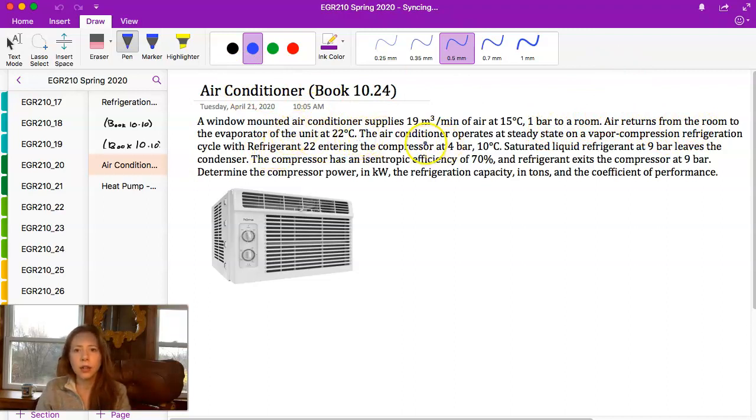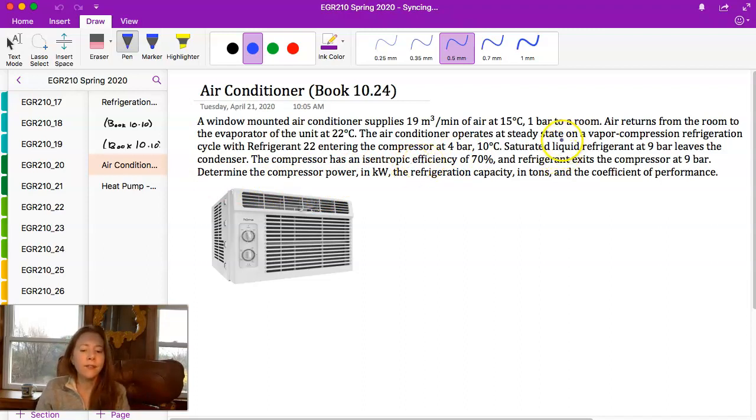The air conditioner operates at steady state on a vapor compression refrigeration cycle with refrigerant 22 entering the compressor at 4 bar, 10 degrees Celsius. Saturated liquid refrigerant at 9 bar leaves the condenser. The compressor has an isentropic efficiency of 70%, and refrigerant exits the compressor at 9 bar. Determine the compressor power in kilowatts, the refrigeration capacity in tons, and the coefficient of performance.